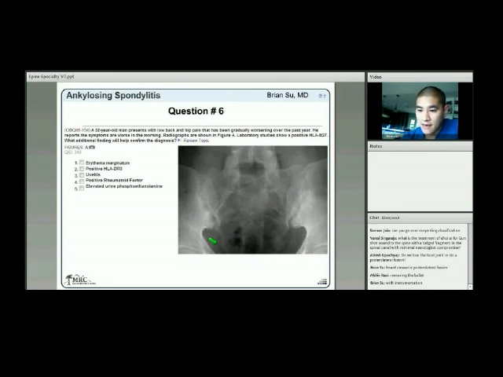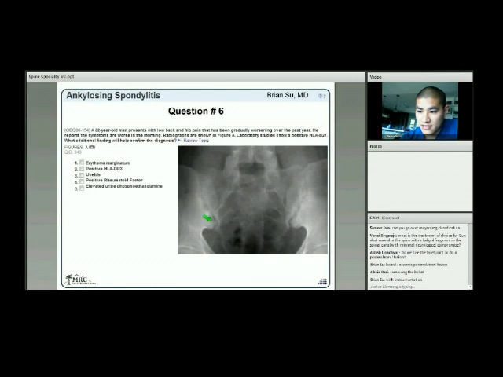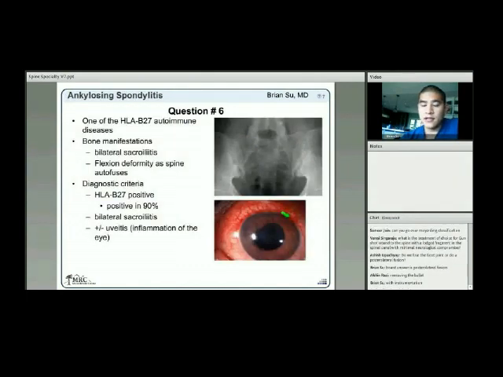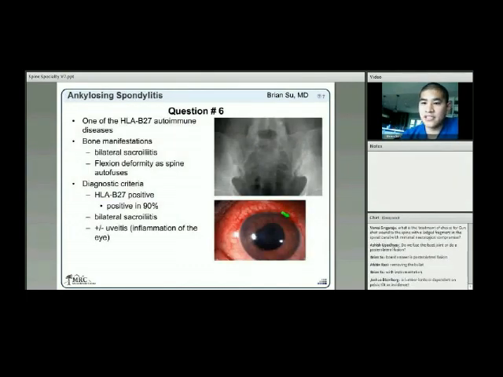It's an AP radiograph of the pelvis, and what you should be focusing on is the sclerosis that's seen at the sacroiliac joint on both sides. So ankylosing spondylitis is one of the HLA-B27 autoimmune diseases. HLA-B27 is also seen in Reiter's. It's also seen in psoriatic arthritis. So it's not necessarily definitively ankylosing spondylitis.